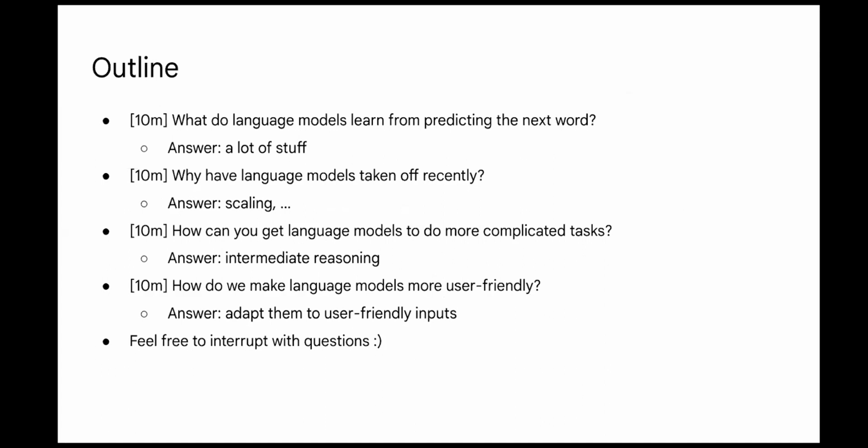This is a quick outline of the talk. It's split into four short sections. The first section is going over the intuitions of what language models can learn from predicting the next word. The second part will discuss why language models have taken off recently and not 10 or 20 years ago. The third part is going to talk about how we can get language models to do more complicated tasks. And then finally, I'll talk a bit about how language models can be made more user-friendly. If there are any questions during the middle, feel free to interrupt me. I think there'll also be a Q&A at the end.